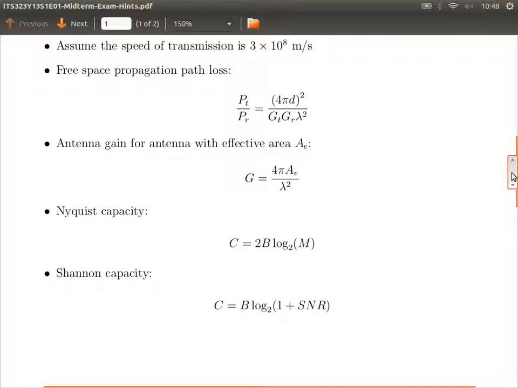Things that are not given, because that's all that's given: what's the equation for calculating transmission delay and propagation delay? Transmission delay, data size divided by data rate. Propagation delay, distance divided by speed. They're not given, you need to know them.